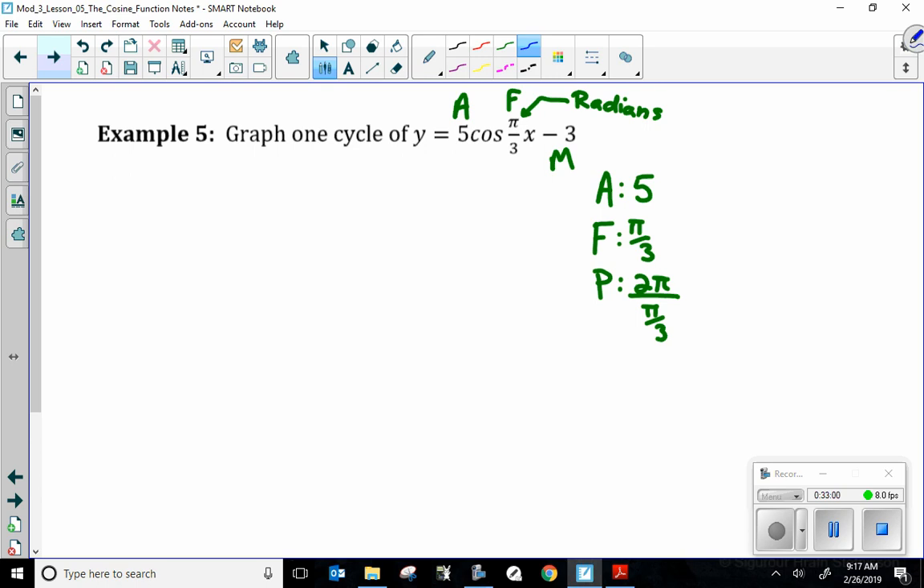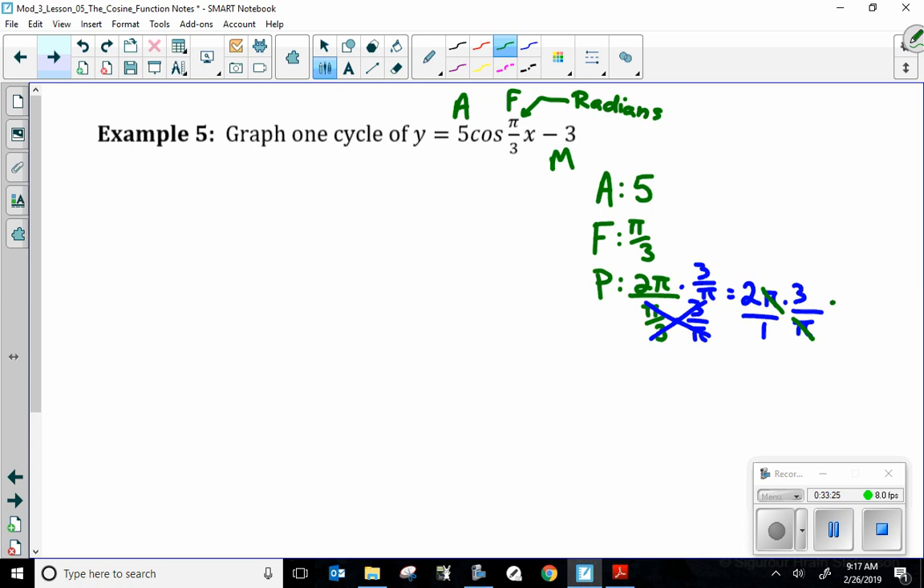Now we've got this problem right here. I'm going to multiply by 3 over pi, the reciprocal. The 3's cancel, and so do the pi's. So now what I do to the bottom, I have to do to the top. So let me write this. I've got 2 pi times 3 over pi. Oh, the beautiful thing that happens here. My pi's cancel.